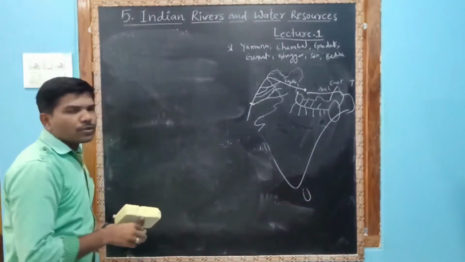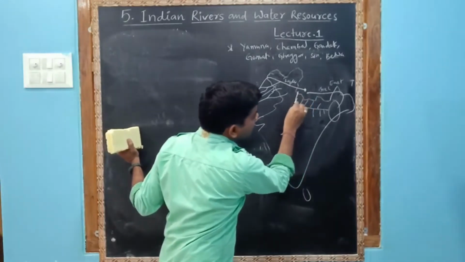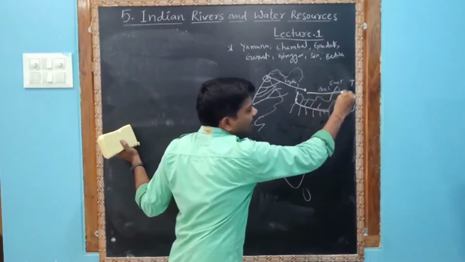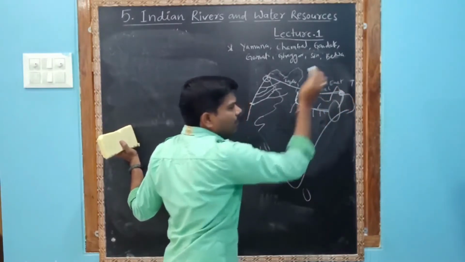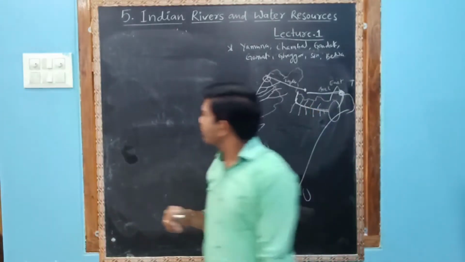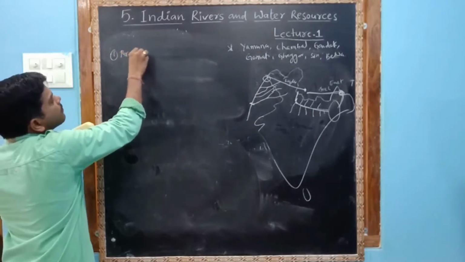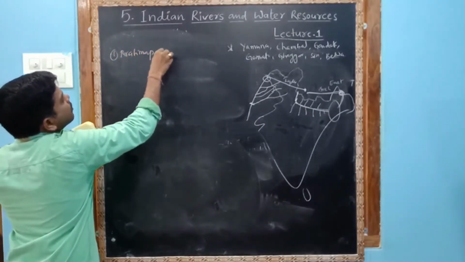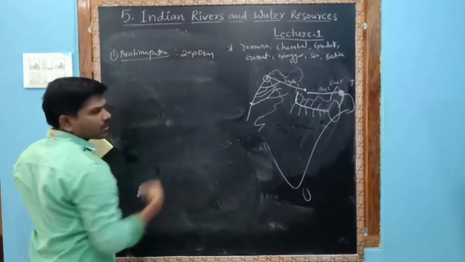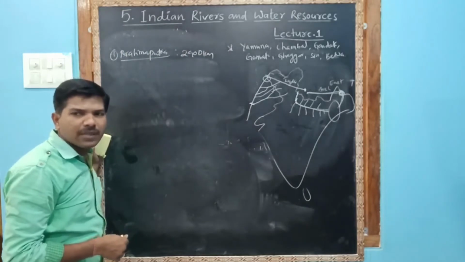Brahmaputra River. The Himalayan rivers mostly take bends. Here it is taking a bend, and here it is taking a bend, and Brahmaputra River is also taking a bend here. Brahmaputra River also takes a U-turn, meaning they are taking a bend. The total length of the Brahmaputra River is 2,900 kilometers.